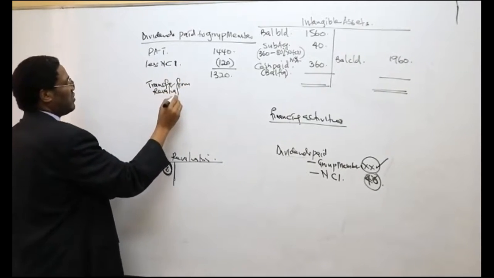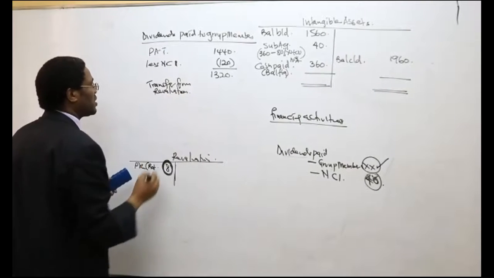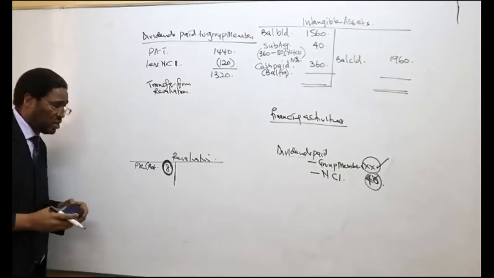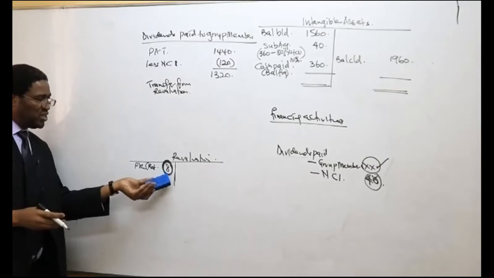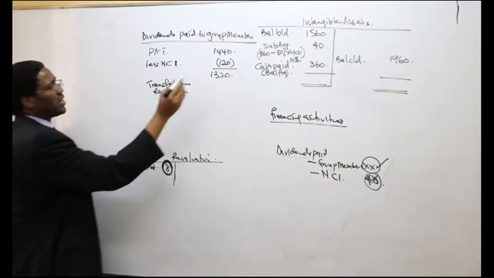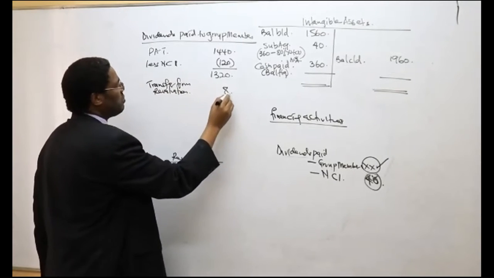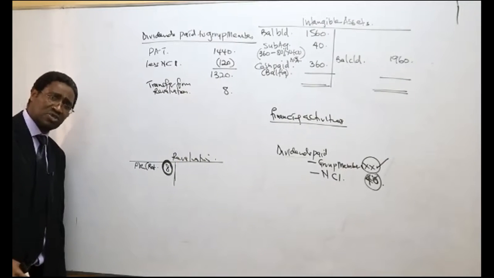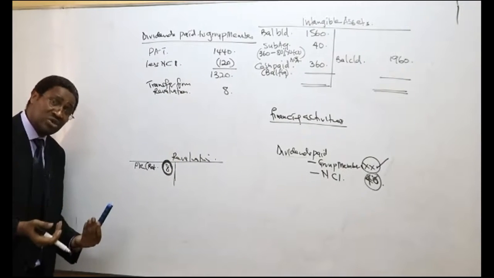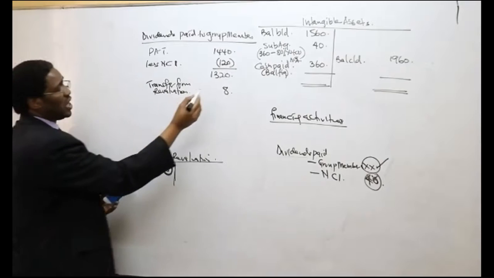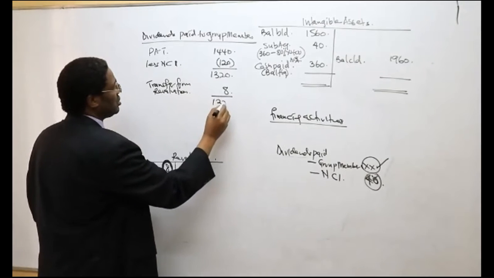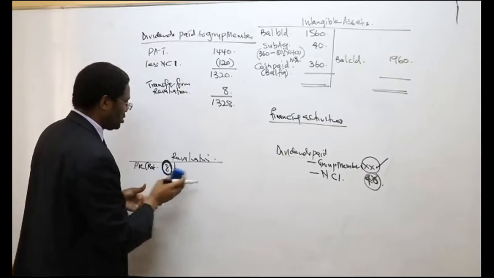We debited revaluation reserve account. That automatically meant there was a transfer from there of 8 million, meaning we debited revaluation, we credit P&L. And when you credit P&L, are you adding or subtracting? Automatically you add because you are increasing. So this will come to 1328.